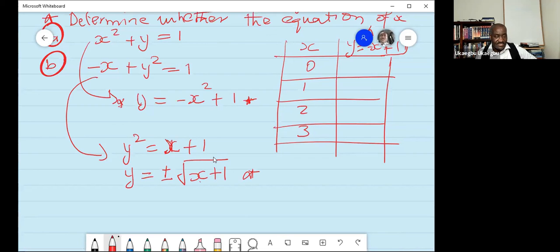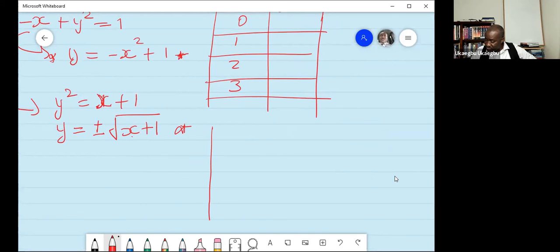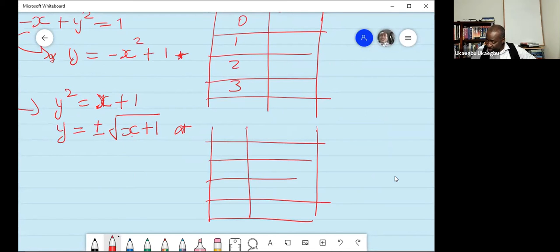So if we create a similar table to the one that we created there, we have our x and y, we have our 0, 1, 2, 3, and even 4, and then we have y equal to plus or minus square root of x plus 1. For the first value, you put x equal to 0, 0 plus 1 is 1, square root of 1 is 1. So you have value 1 and, I'm sorry, negative 1. Second one, you do 1 plus 1 is 2, square root of 2. So you are going to have plus square root of 2 and minus square root of 2.